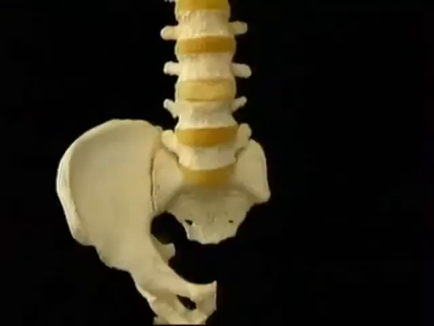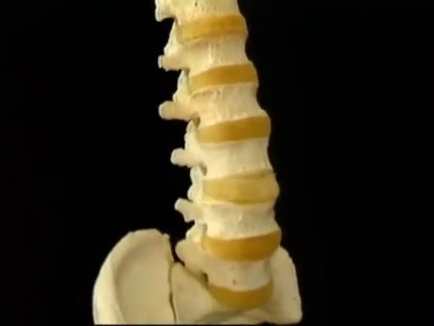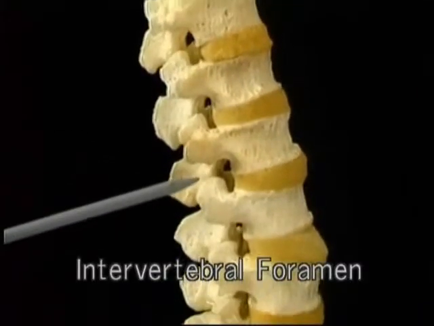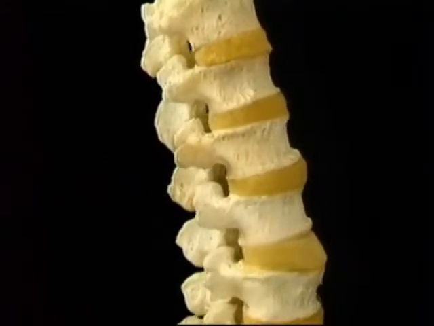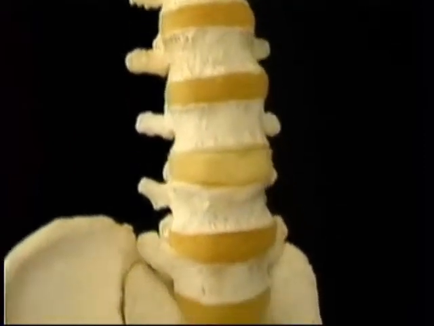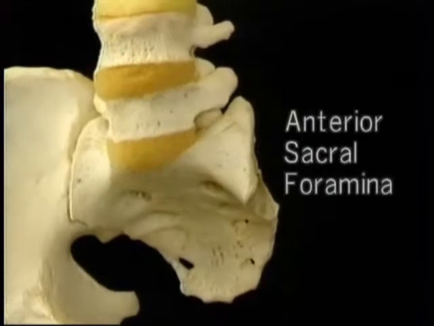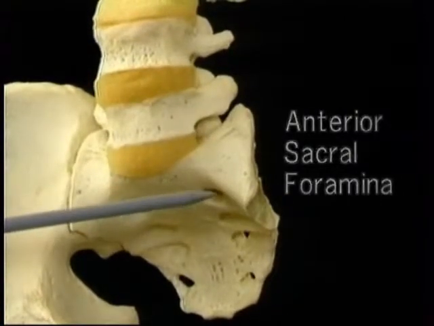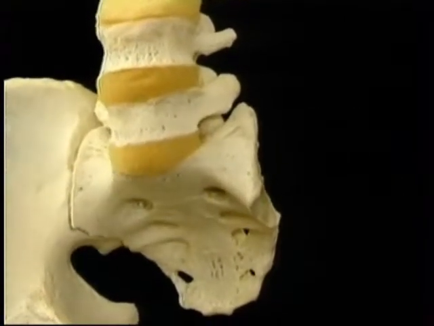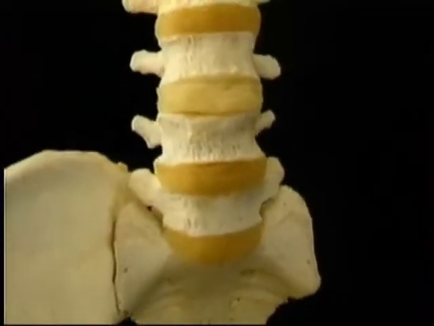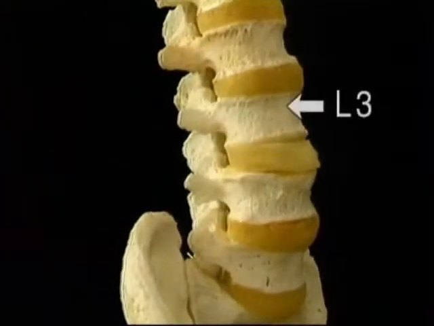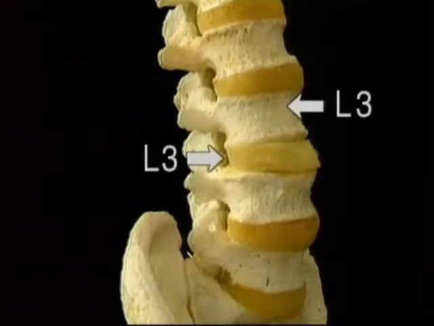To see where these arise, let's take a look at the lumbar spine and the sacrum. Below each vertebra, there's an intervertebral foramen. An anterior ramus emerges through each foramen. The anterior rami of the sacral nerves emerge from the anterior sacral foramina. Each anterior ramus is numbered according to the vertebra or the sacral segment that's above it. Here's the 3rd lumbar vertebra. Here's where the L3 ramus emerges.